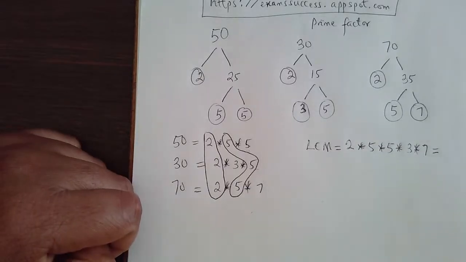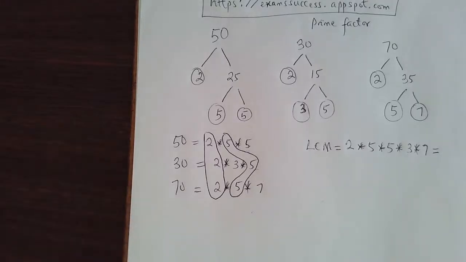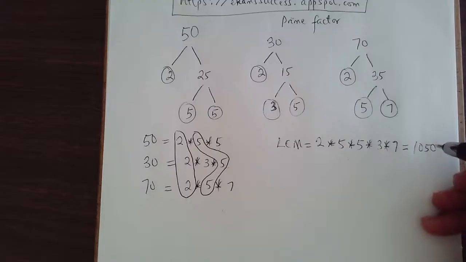Okay, so that gives you this. 2 times 5 is 10. 10 times 5 is 50. 50 times 3 is 150, and 150 times 7 is 1050. So 1050 here is the LCM.